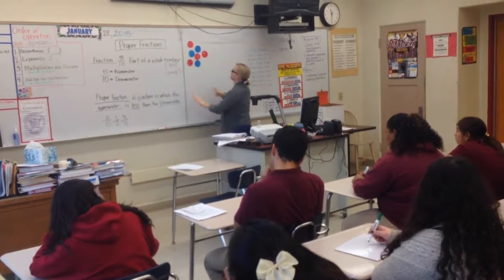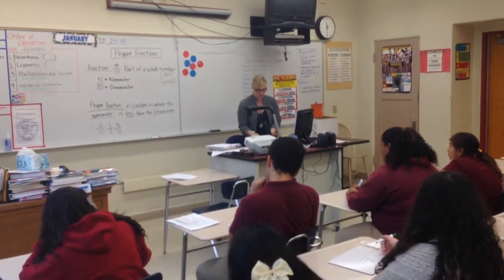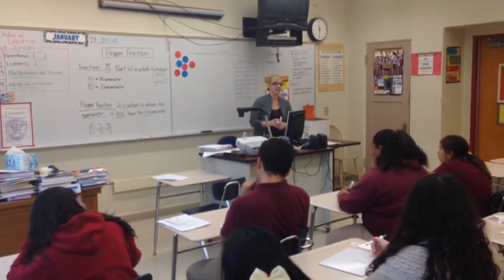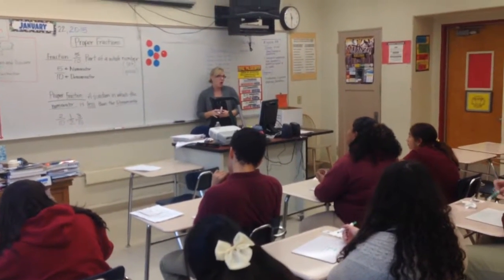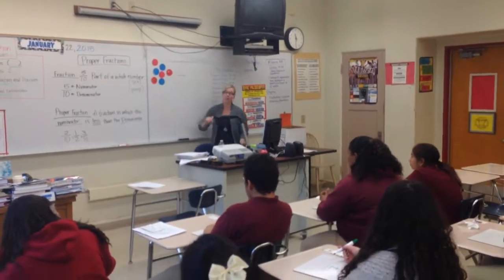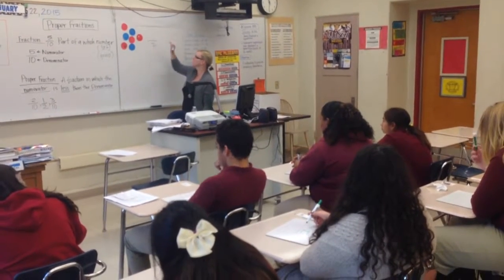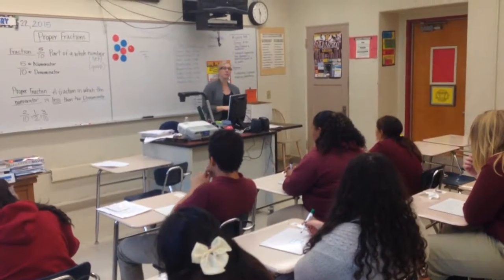Okay. So what's my group? My group of what? 7. No, my group of circles. I have a group of circles. Okay. Our total number is how many in our group? 7. What I want to know is how many are blue?